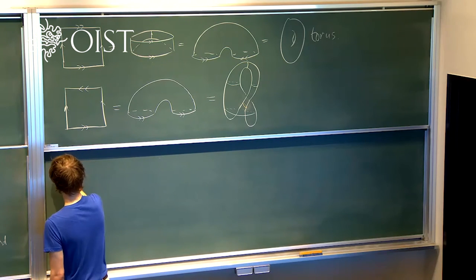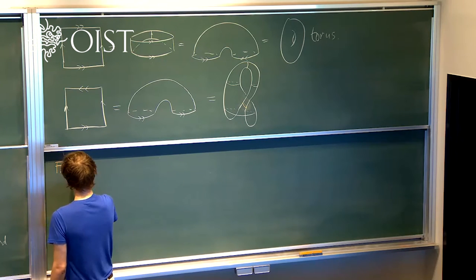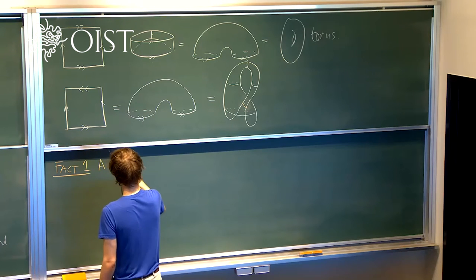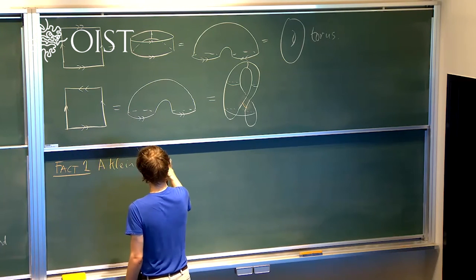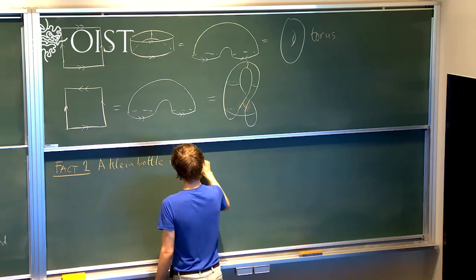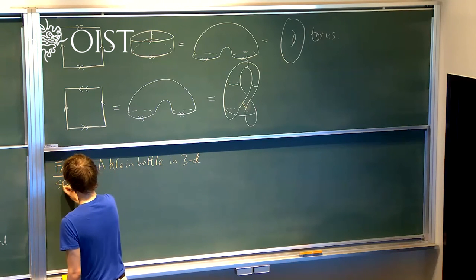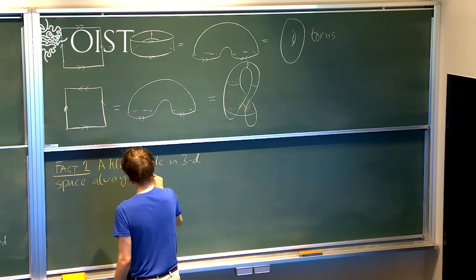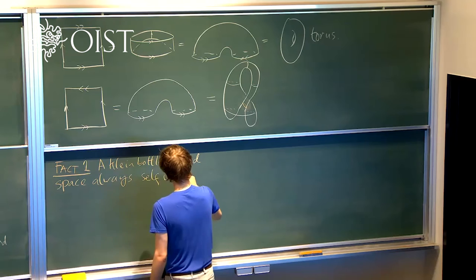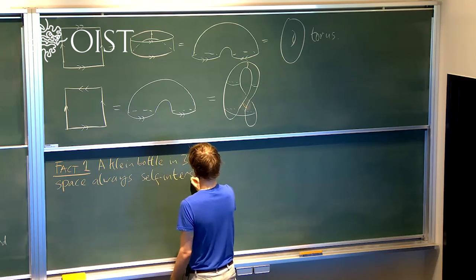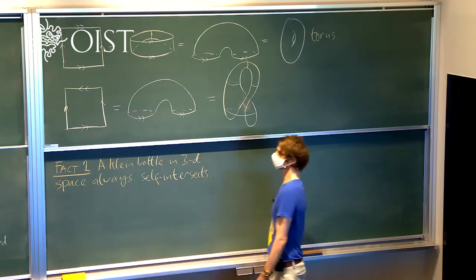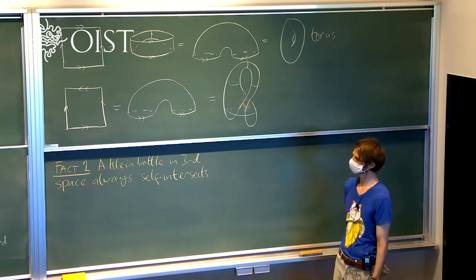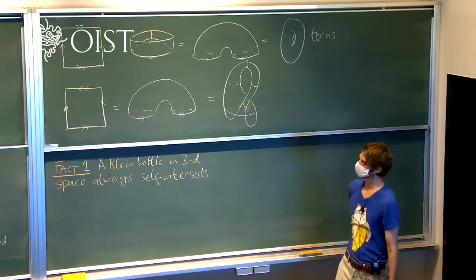Fact one. A Klein bottle in 3D space always self-intersects. Always has to puncture itself in three-dimensional space. All right, that's our first fact.